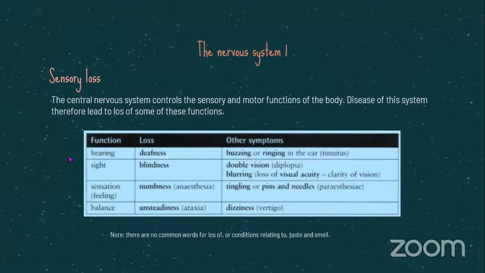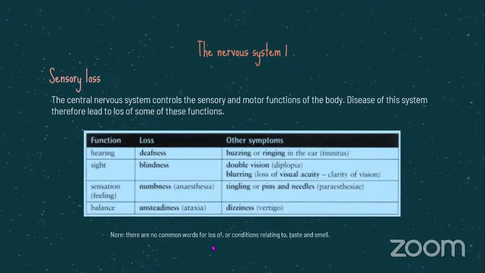The nervous system 1. Sensory loss. The central nervous system controls the sensory and motor functions of the body. Diseases of the system, therefore, lead to loss of some of these functions. Function: hearing. Loss: deafness. Other symptoms: buzzing or ringing in the ear, tinnitus. Sight: blindness. Other symptoms: double vision (diplopia), blurring, loss of visual acuity, clarity of vision.